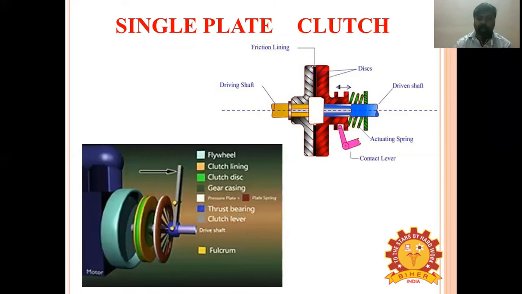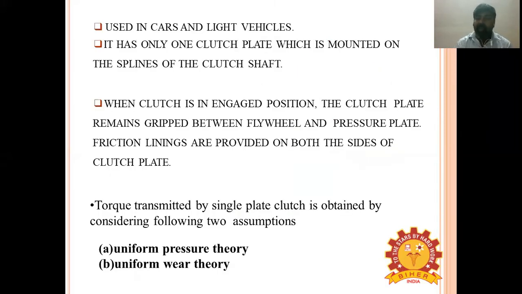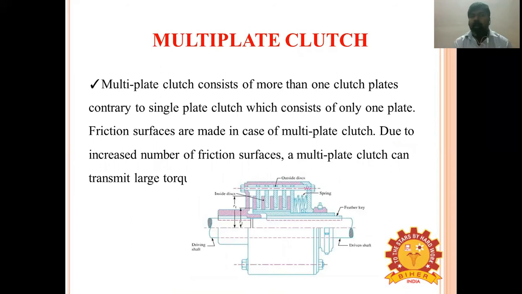Then come to the multi-plate clutches. In this clutch, we have two theories or two assumptions: one is the uniform pressure theory and the other is the uniform wear theory. While solving problems, we use these types of theories, right? Then coming to the multi-plate clutch, it consists of more than one clutch plate, right? It is used when a large amount of torque is to be transmitted, right?